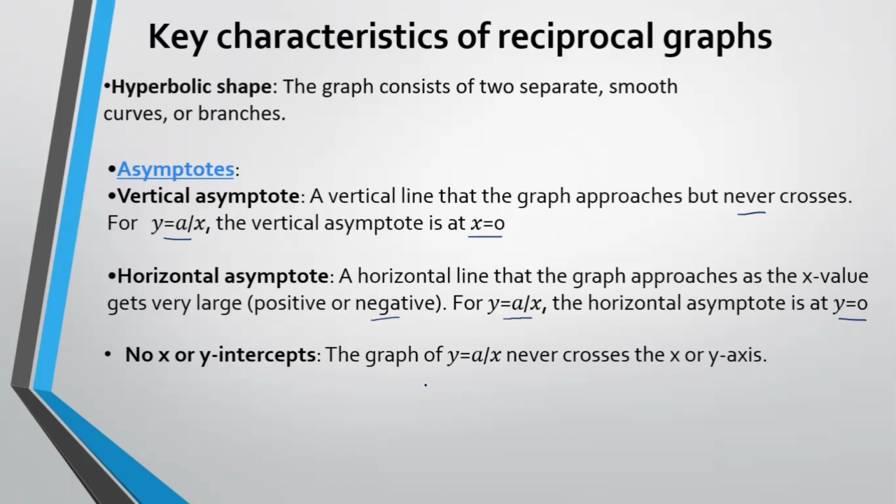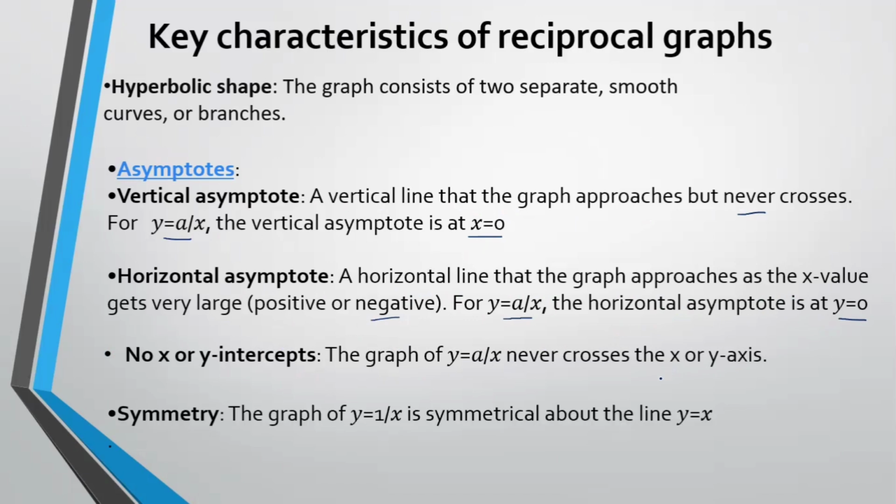There are no x and y intercepts. That means the graph of y equals a upon x never crosses the x-axis or y-axis. The graph of y equals 1 upon x is symmetrical about the line y is equal to x.